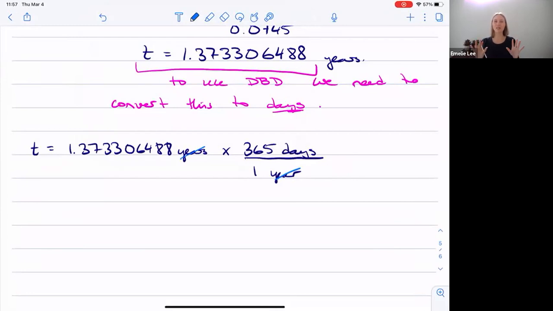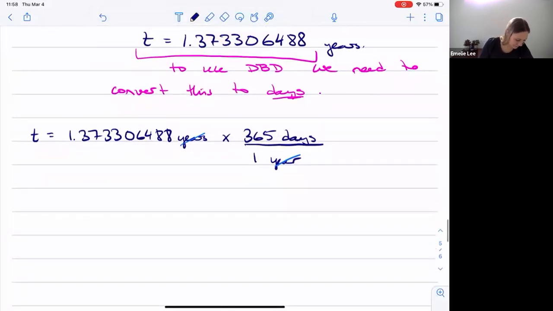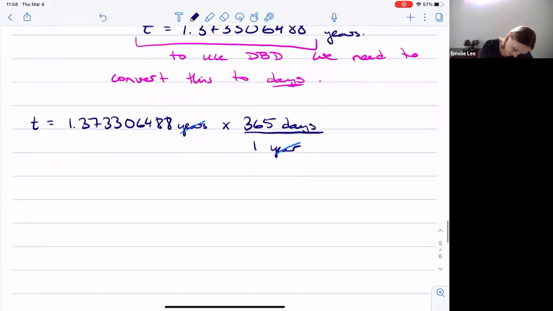If I told you 1.5 years, how many days is that? You would probably take 1.5 times 365 to figure out how many days there are. It's the exact same thing, just with this weird decimal. So times 365 days, I get that t must be 501.256868 days.